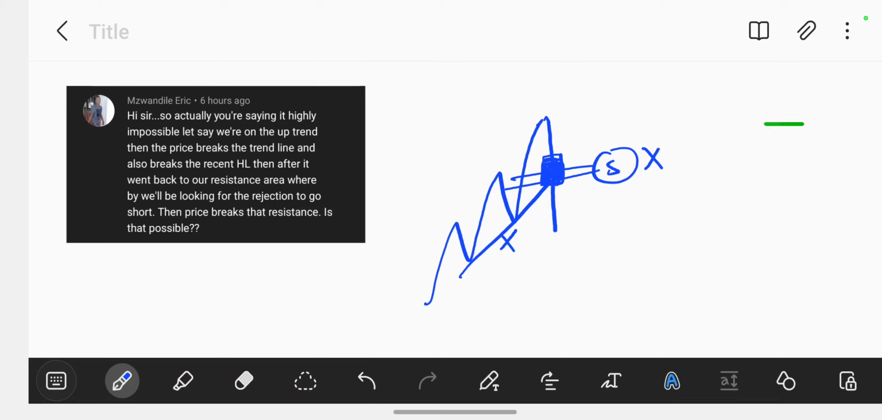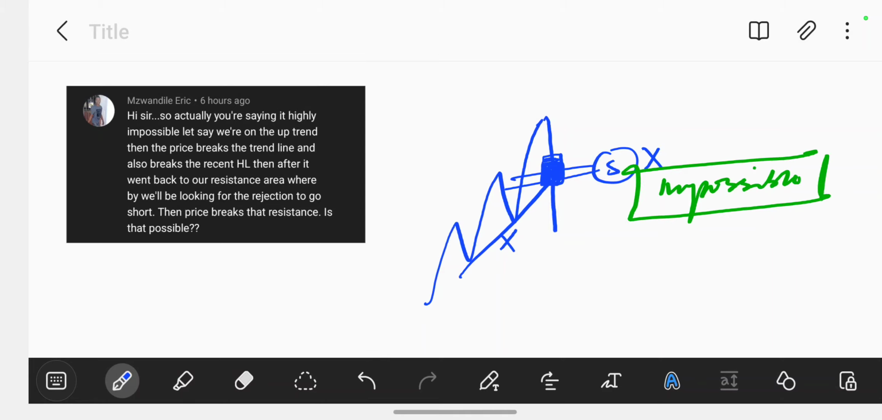And then when I commented, I said it's impossible for price to do that. And now Zandile is following up with that. He's saying, so actually you're saying it's highly impossible. Let's say we are on an uptrend, then the price breaks the trend line and also breaks the recent higher low, or the support. So this is just the higher low, which is just like a support. Then after it went up to our resistance area, where we'll be looking for rejections to go short, the price breaks the resistance. Is that possible? Yes, this one is possible.